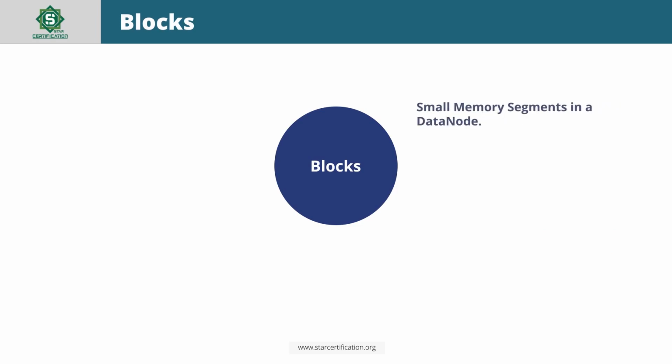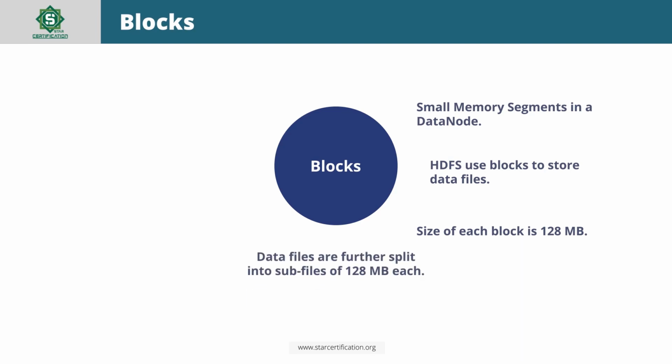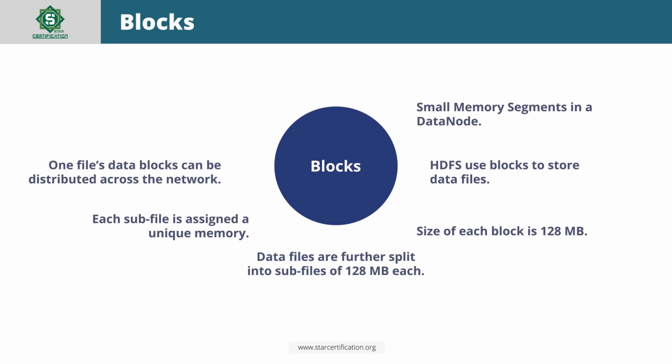Blocks. Blocks are the small memory segments in a data node. HDFS uses blocks to store data files. The size of each block is 128 megabytes. Data files are further split into subfiles of 128 megabytes each. Each subfile is assigned a unique memory. One file's data blocks can be distributed across the network. Distribution is controlled with the help of the Hadoop application.